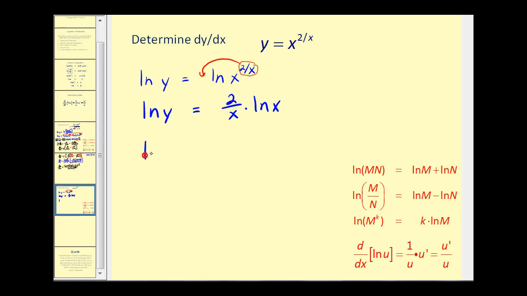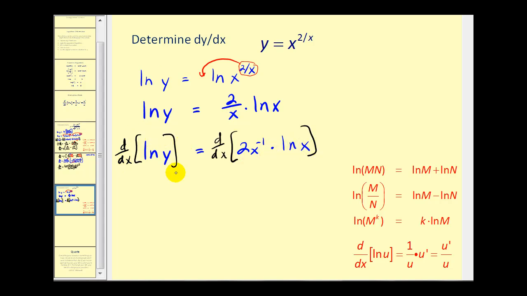So let's go ahead and do that. So natural log y equals 2x to the negative 1 power times natural log x. Now we'll find the derivative of both sides with respect to x, and this will require the product rule. So on the left side, we'll have 1 over y times dy/dx equals the derivative of the right. So we have the first function times the derivative of the second, that'd be 1 over x, plus the second times the derivative of the first, that would be negative 2x to the negative 2.